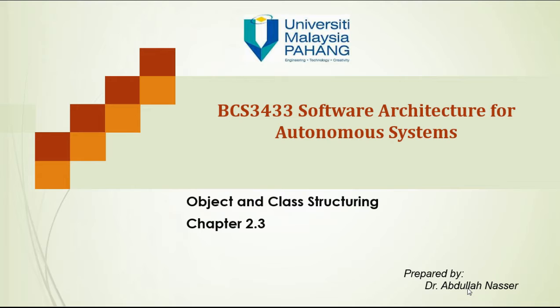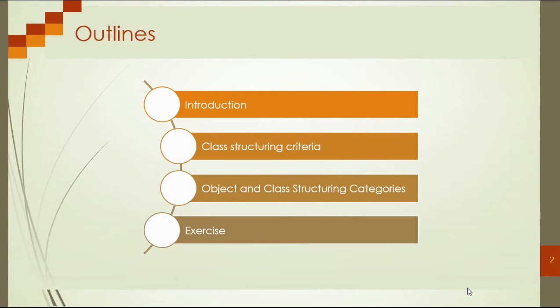Welcome to this tutorial. In this tutorial, you will learn how to determine the object and the class of the autonomous system. So we start with an introduction and then we give the criteria or the guidelines of structuring the classes and the object, and then the categories of the object and classes, and we end with exercise.